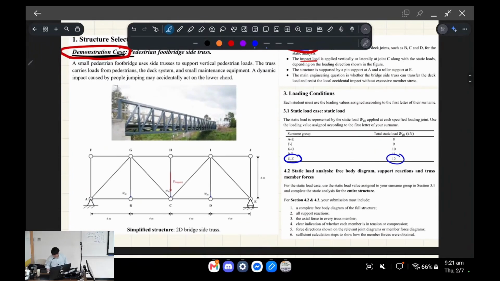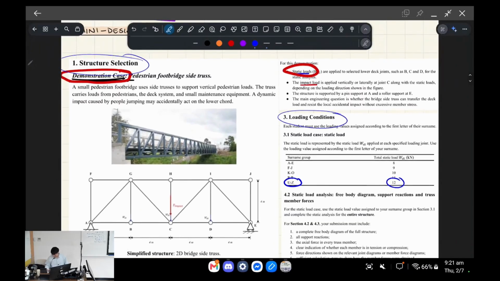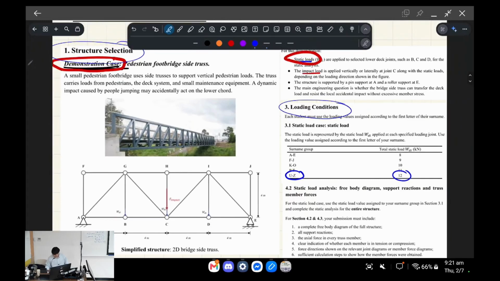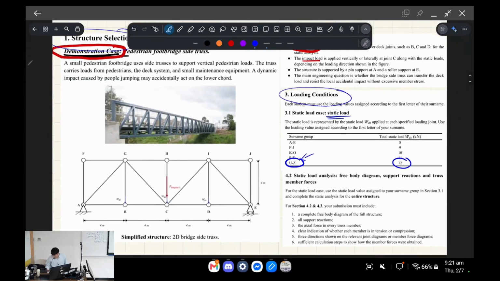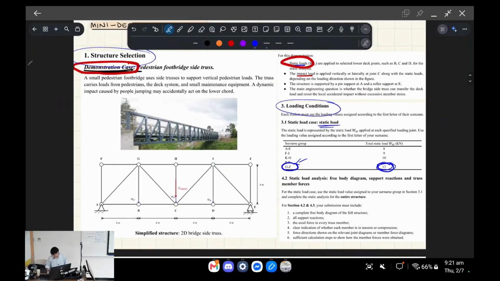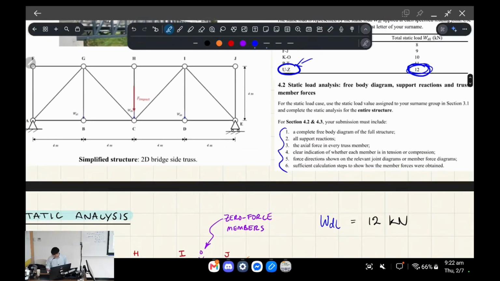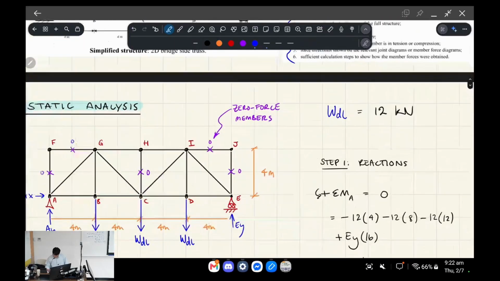So you have to read this table. If you scroll past everything, there are sections. To do the first part of the assignment, you have to look at sections 1 and 3. For section 3, loading conditions, there's this table which says static loads, and my last name starts with Z. So I'm going to look at WL, which is just dead load. The weight of dead load is 12 kilonewtons. And then you're told here exactly what you need to put in your assignment.